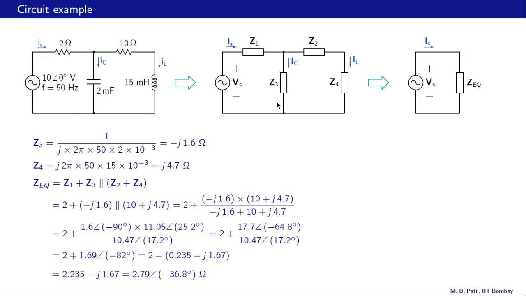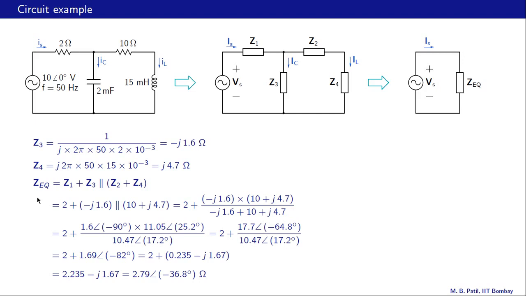15 millihenry becomes Z4, where Z4 is j omega L. Omega is 2 pi times 50, that is L. So that turns out to be j 4.7 ohms. And now next step is we can calculate the equivalent impedance of this combination, and this is exactly like series parallel resistor combination. We have Z2 and Z4 in series, that combination in parallel with Z3, and the whole thing in series with Z1. So that is what Z equivalent is: Z1 plus Z3 parallel Z2 plus Z4.